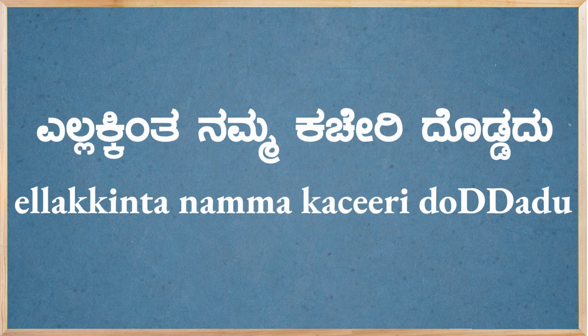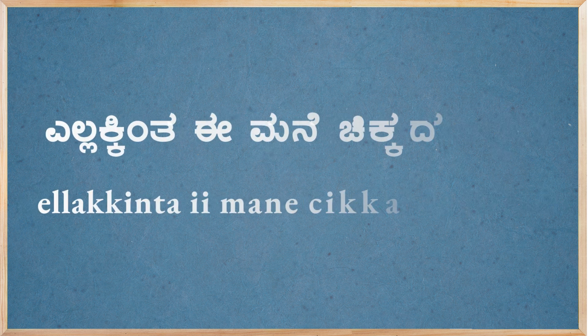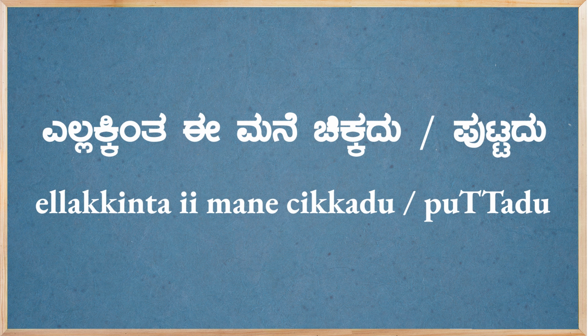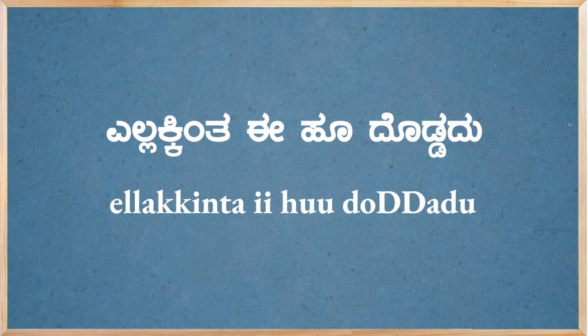But in the next set of examples you heard, ಎಲ್ಲಕ್ಕಿಂತ ನಮ್ಮ ಕಚೇರಿ ದೊಡ್ಡದು. ಎಲ್ಲಕ್ಕಿಂತ ಈ ಮನೆ ಪುಟ್ಟದು. ಎಲ್ಲಕ್ಕಿಂತ ಈ ಹೂ ದೊಡ್ಡದು. Here we see kinta as the marker instead of ginta. Kinta instead of ginta. So, what is the difference?